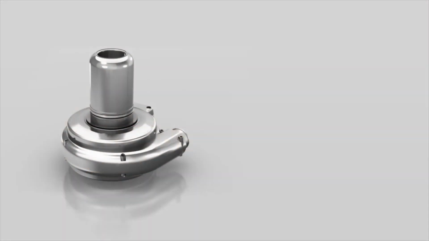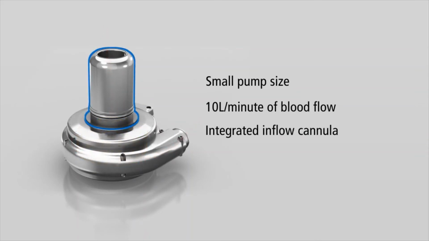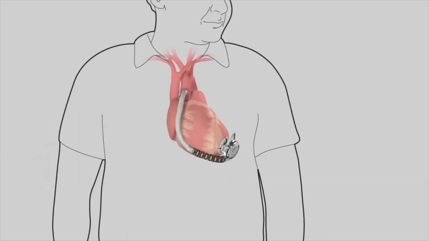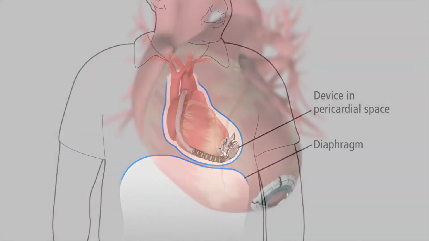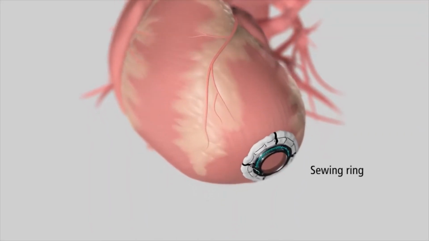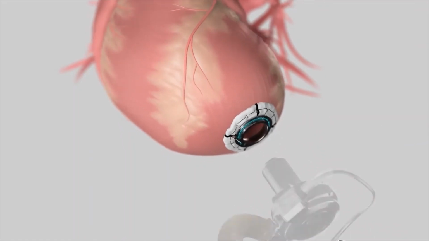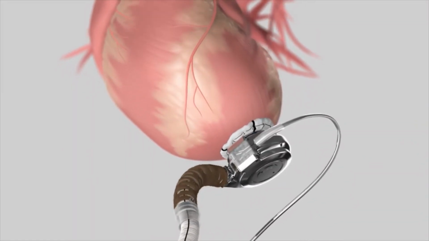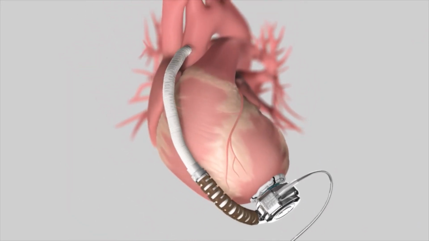The HVAD pump, roughly the size of a golf ball, is capable of providing up to 10 liters per minute of blood flow. Its small size and integrated inflow cannula allow the device to be implanted completely in the pericardial space directly adjacent to the heart, thereby avoiding abdominal surgery. The implant procedure makes use of a proprietary sewing ring and custom apical coring tool, which allow the pump to be attached to the apex of the left ventricle. The outflow graft is then attached to the ascending aorta.